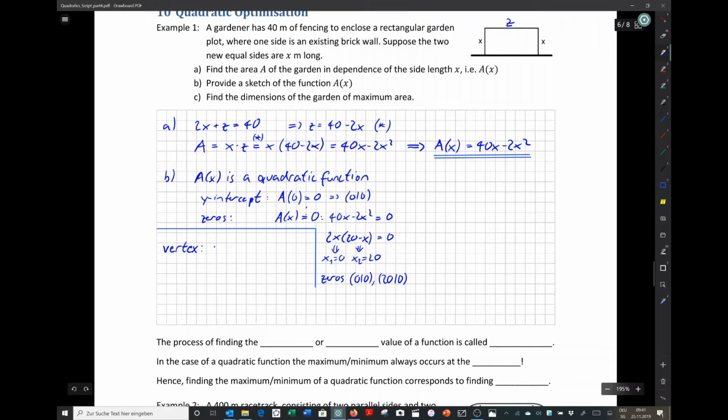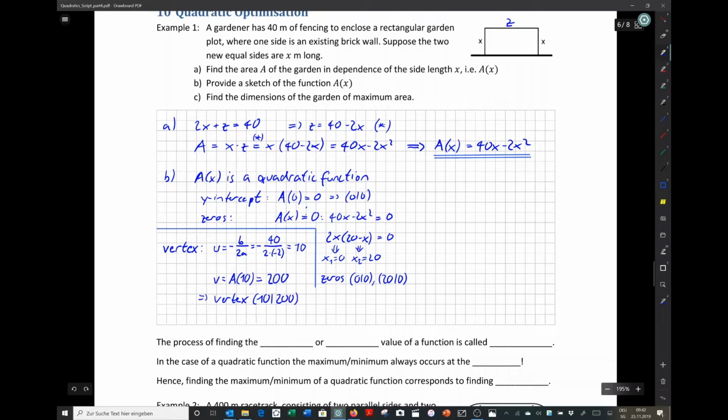For the vertex, we know u is minus b divided by 2a, which means minus b being 40 divided by 2 times a being minus 2, and we get in the end 10. Inserting 10 into the function equation of A, so v equals A of 10, and we get 40 times 10, which is 400, minus 2 times 10 squared, which is 200, so we get 200. So the vertex that we find is (10, 200).